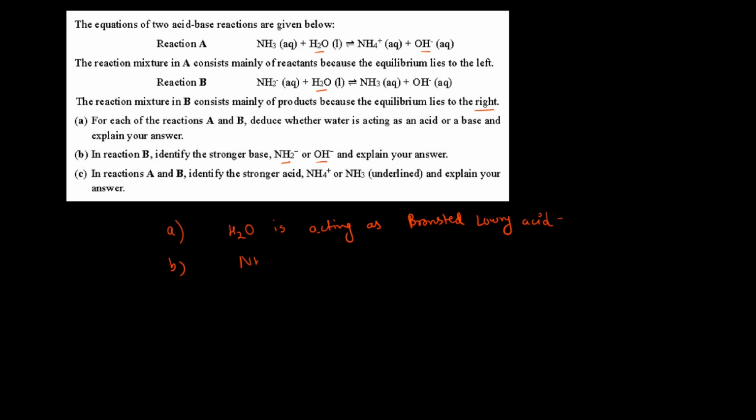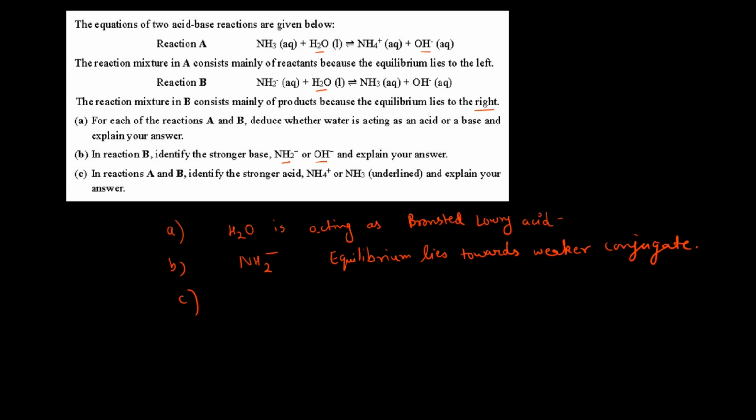So the answer is NH2 negative, because equilibrium lies towards the weaker conjugate. Okay, so OH negative is a weaker base and NH2 negative is a strong base.